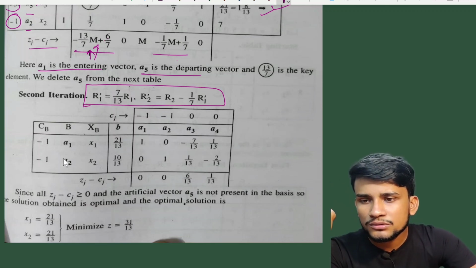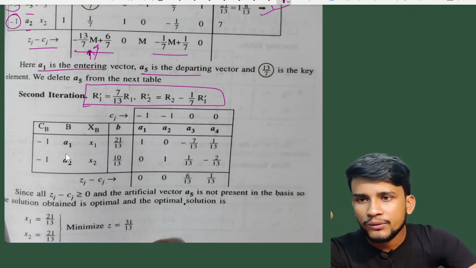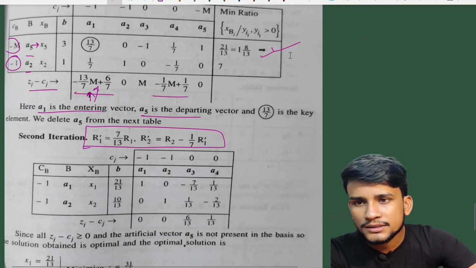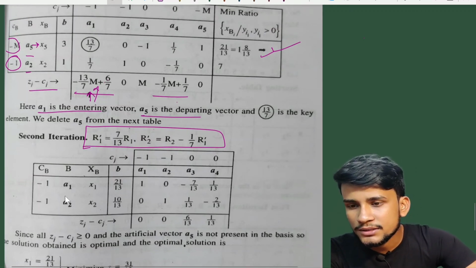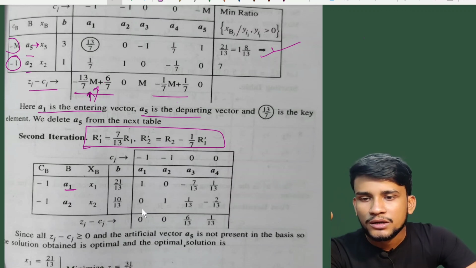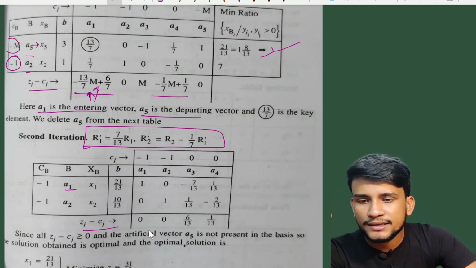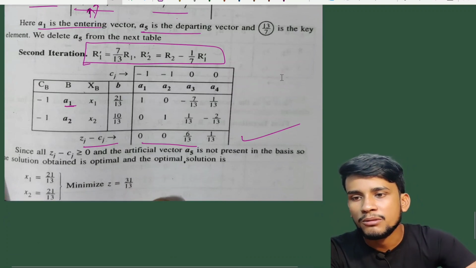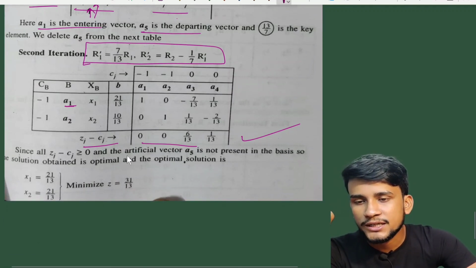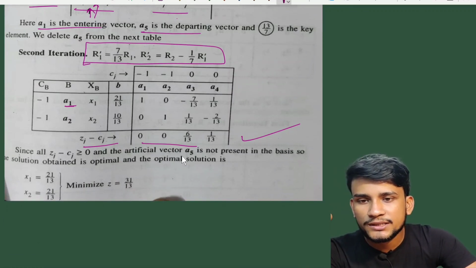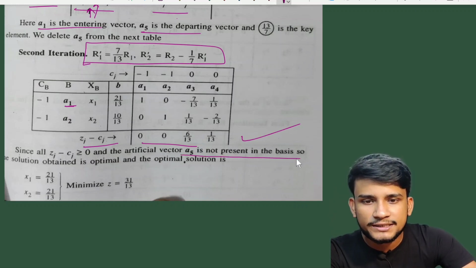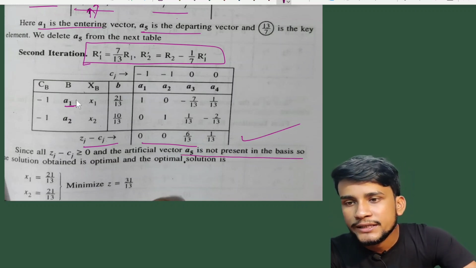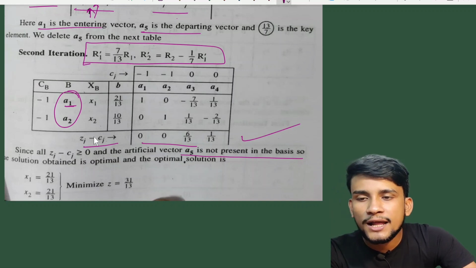Okay, so this is equal to what? A1, and in this case A1 enters the basis. So this is the calculation of Zj minus Cj, and we see that all Zj minus Cj are greater than or equal to 0, therefore the optimality condition is satisfied and our problem is solved. Since all Zj minus Cj are greater than or equal to 0 and the artificial vector A5 is not present in the basis, that means in the basis there are no artificial vectors.